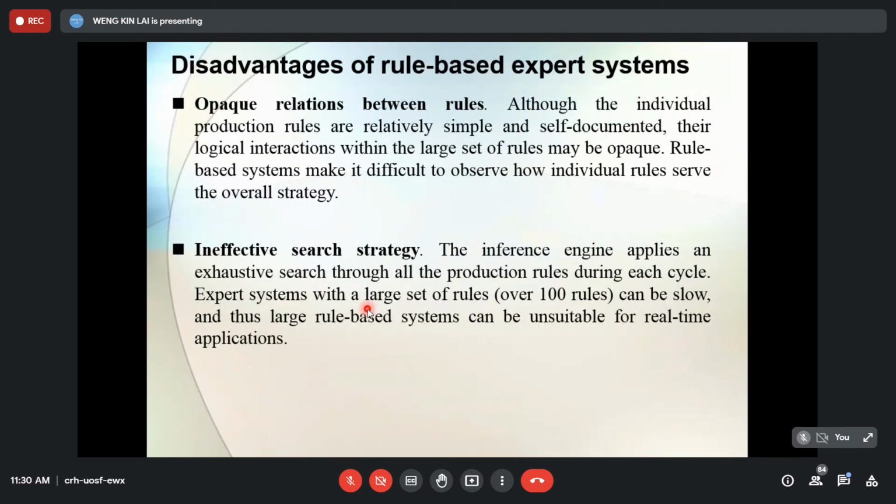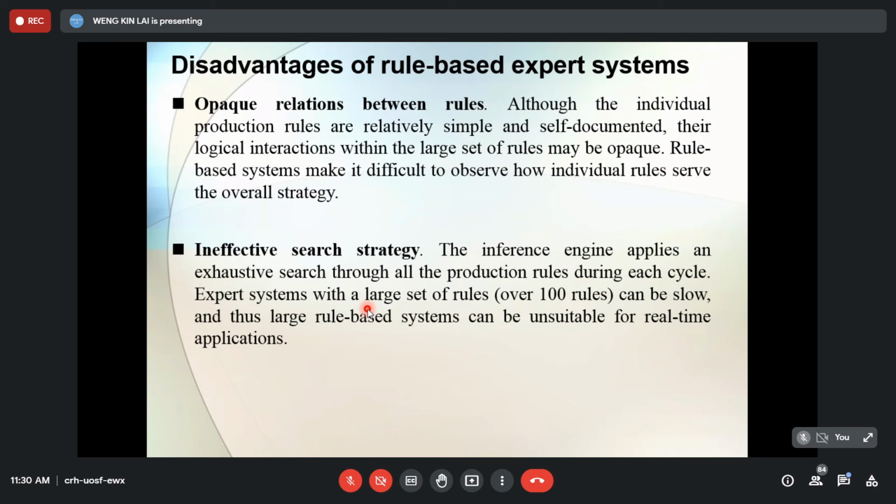Go back to our earlier conflict set of rules. If the traffic light is red, you stop. If the traffic light is green, you stop. How are they interrelated? It's not very evident, not very clear. Rule-based systems make it difficult to observe how individual rules serve the overall strategy. You add rules to it, there's a whole set of rules, but it's not clear why I need those rules, especially when you're developing a large system.